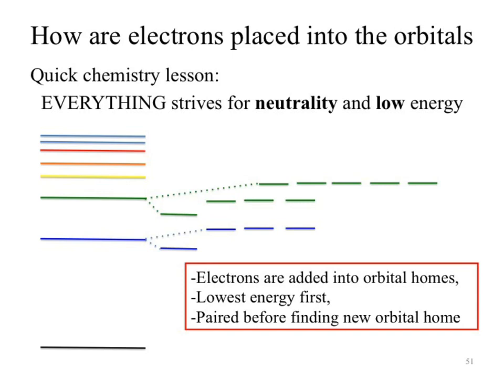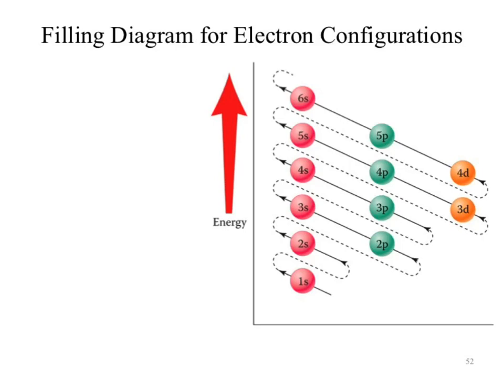That's why we start getting these odd fill patterns the further down the periodic table we get, which is why I want to avoid all of those pretty much altogether. You are responsible for the electron configurations from element number 1 up to element number 36. All of those are fair game.